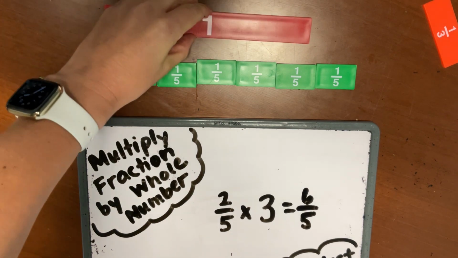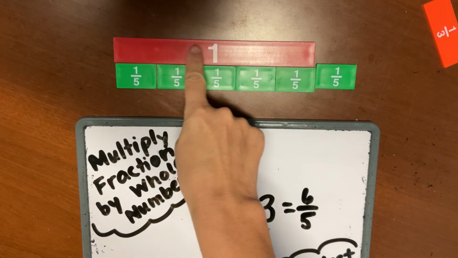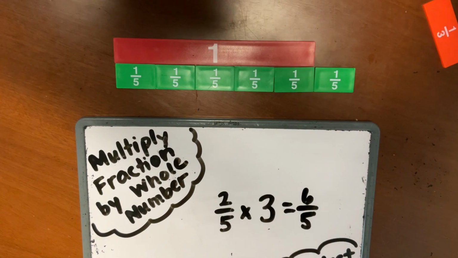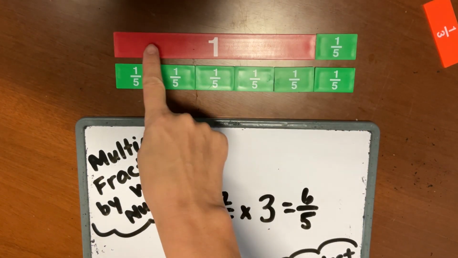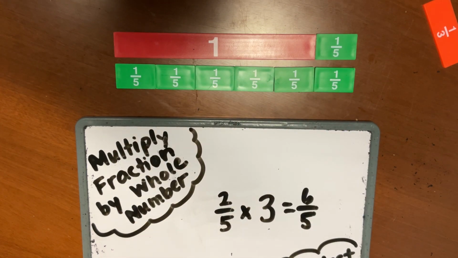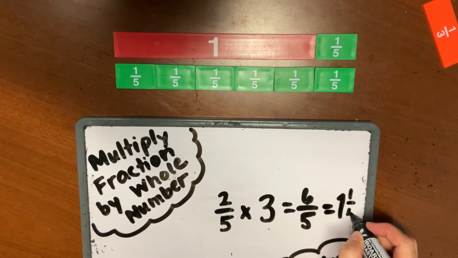Let's see. I know if I put my whole here, it helps me see how much that is. And I can see that 1 whole, and I still have 1/5 left. So this is actually equivalent. I can make it even exactly. 1 and 1/5 is equivalent or equal to 6/5. So I can say this is also 1 and 1/5.